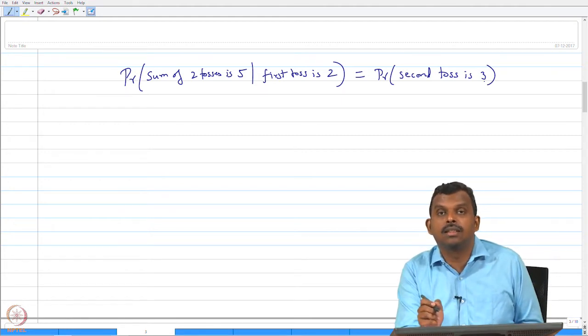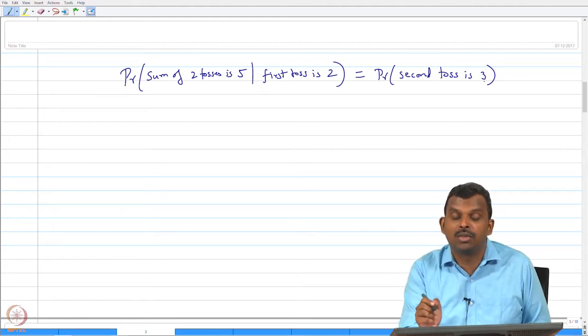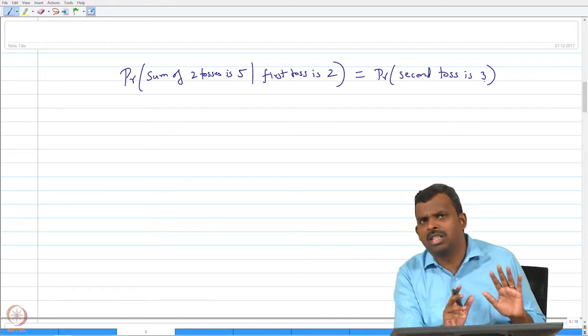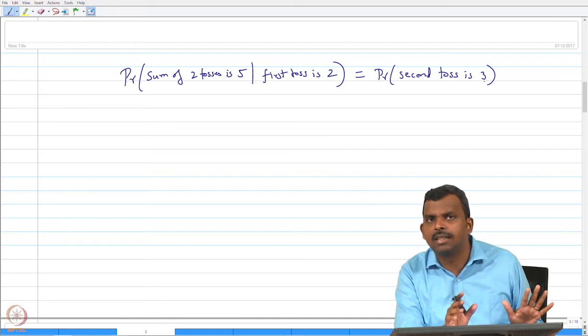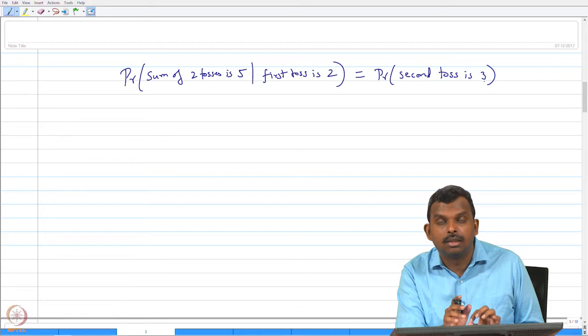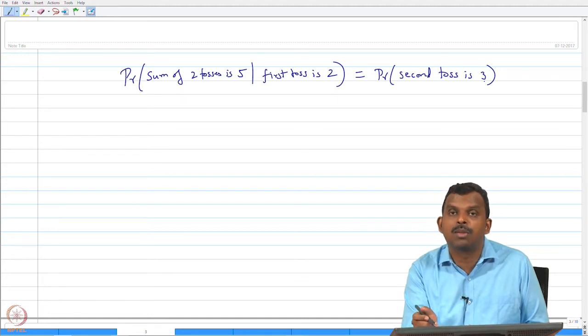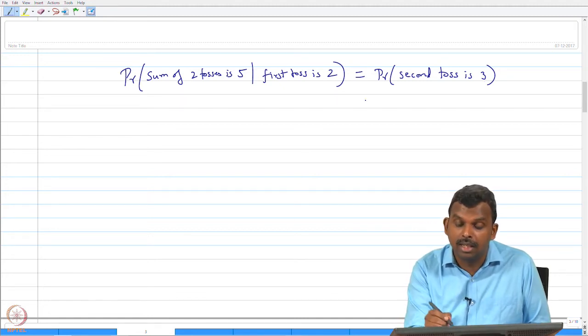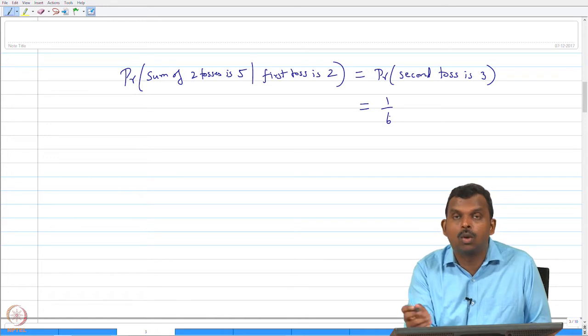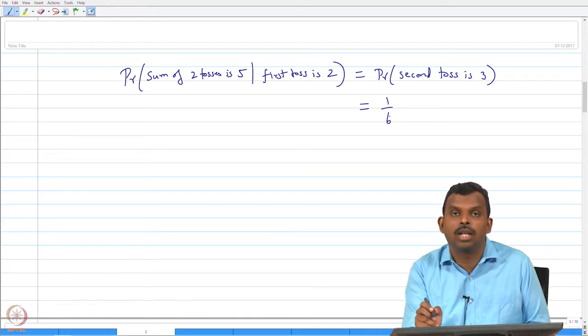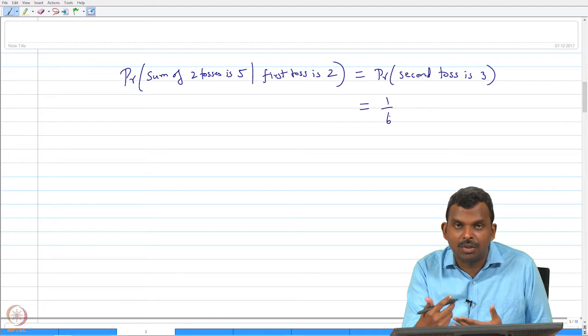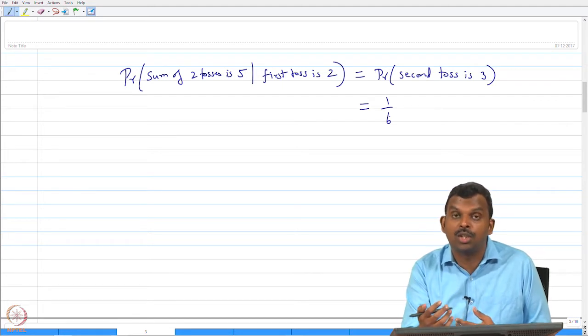This is the argument or inference which is very important. Given that the first toss is 2, you already finished the first toss, now forget about it, it does not exist anymore for you. You are only looking at the second toss now, but you want the total to be 5. First toss already resulted in a 2. So, this is the same as the probability the second toss is a 3, and that is simply 1 by 6, 1 out of 6 possibilities in the second toss. Once you get enough experience with conditional probability, this is the kind of calculation you should be doing.